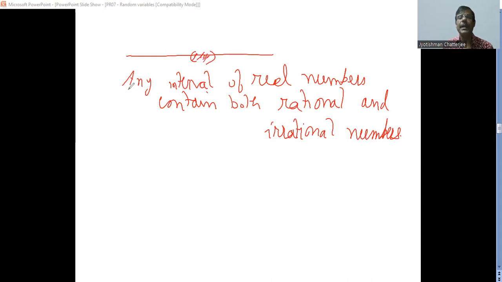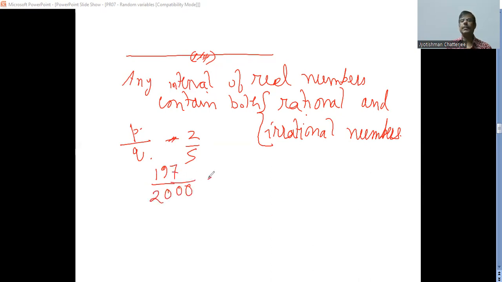This fact about real numbers tells you that any interval of real numbers, no matter how big or how small, always will contain both rational numbers as well as irrational numbers. What are rational numbers? The numbers which are of the form p by q, that is integer by integer. Like, say, for example, 2 by 5, 197 by 2000, all these are rational numbers. An integer divided by another integer. It may be positive or negative. Say, for example, this is also a rational number. And all the numbers which cannot be expressed in this way are irrational numbers.